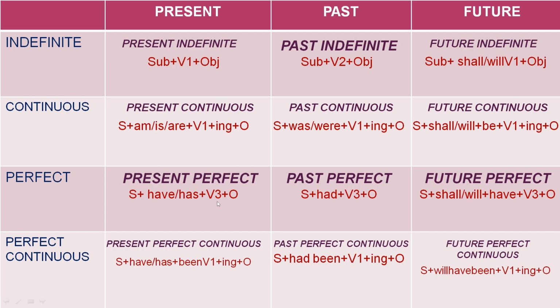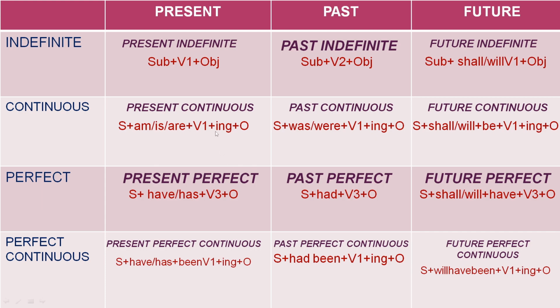Apart from this, in the whole chart nowhere we have to use V3, and only V2 we have to use in past indefinite tense. Only V2, that means the second form of the verb. Apart from this, in the whole chart, always we have to use the first form of the verb, that means V1. So that is one trick.